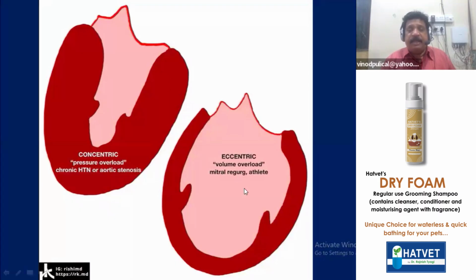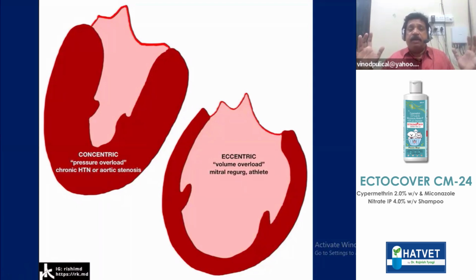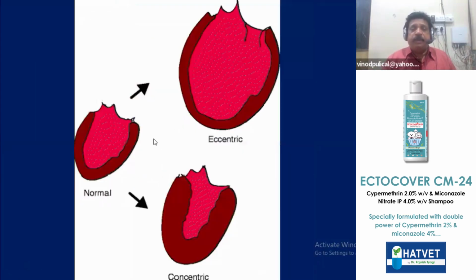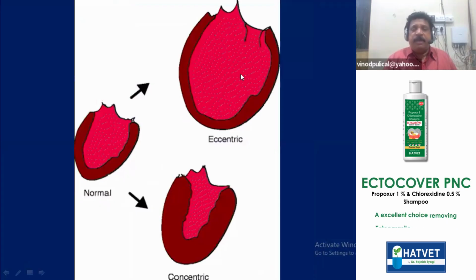In eccentric hypertrophy, it will be pushing other areas, like the lungs, and it will be pushing the trachea, curving or kinking the trachea. So cough occurs. So you can see a normal heart, an eccentric hypertrophy, and a concentric hypertrophy, all those things.